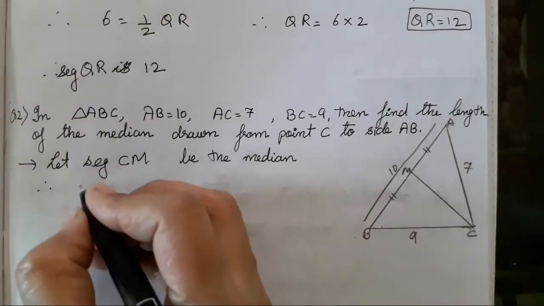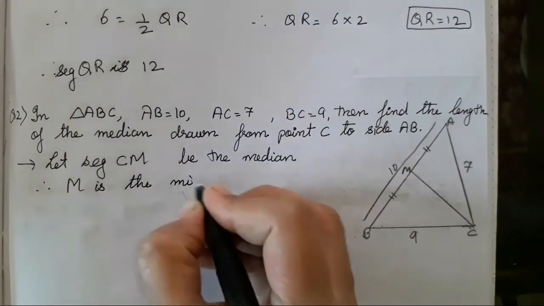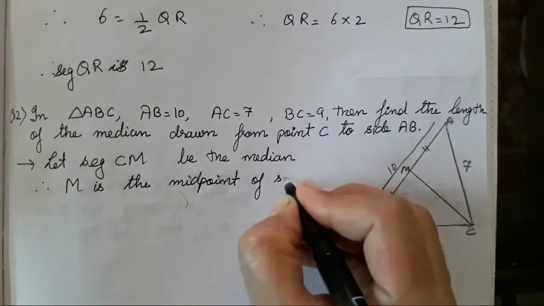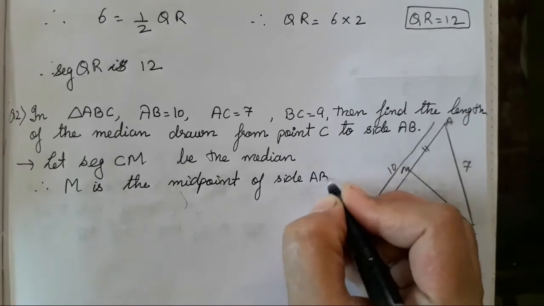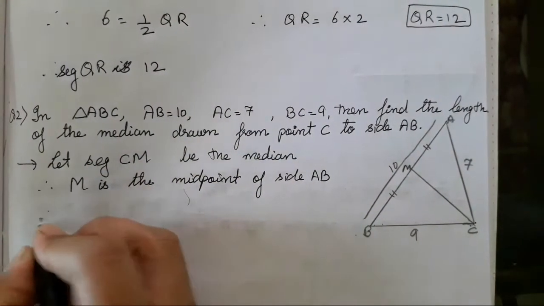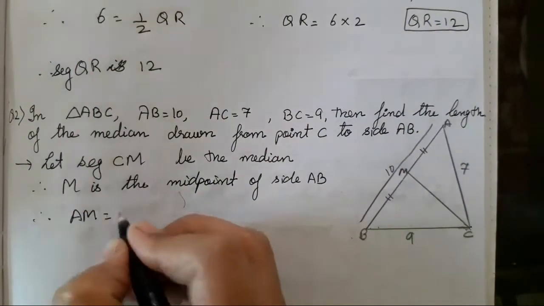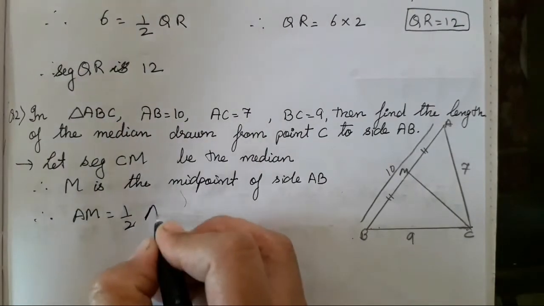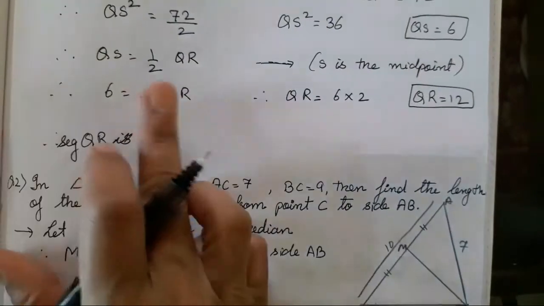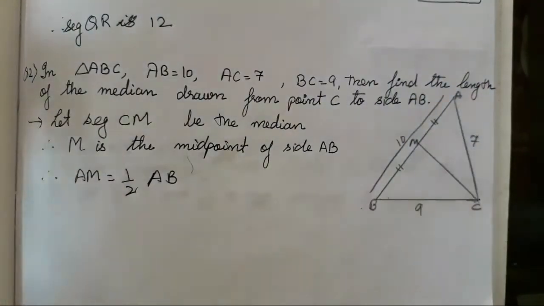So therefore M is the midpoint of side AB, isn't it? So we have got this. Therefore AM, that is this, is going to be half AB. Got it? In the previous question you will see this was the step that we did at the end. In this question it's going to be at the first.